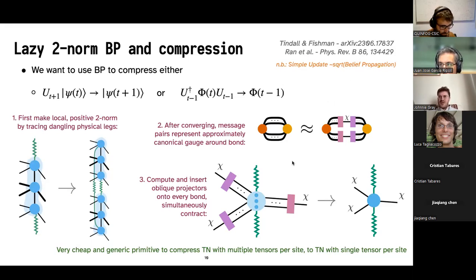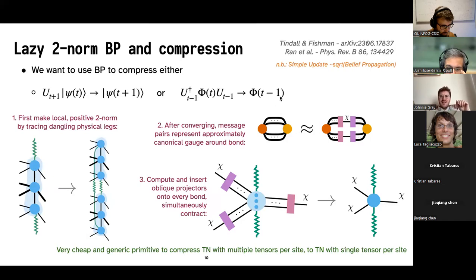But the real major advantage is because it's all lazy and we insert the projectors lazily, you can compress something that would have an enormous bond dimension if you actually formed the intermediate right back down by using this lazy BP. And this is a very cheap and generic primitive that says, give me any tensor network which has multiple tensors per site, and I want to find a representation of it with a single tensor per site of a given bond dimension, then this is just a kind of plug and play primitive that you can use. So I think it should be very useful in general.